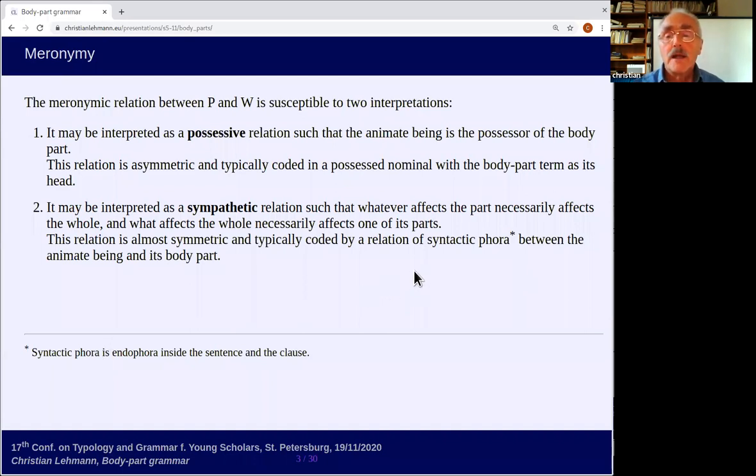The top of the relational hierarchy in body part grammar is the animate being, thus if human, the person. Therefore, the relation of a person to his body part is not actually a part-whole relation in the literal sense. We'll nevertheless use the abbreviations W for whole and P for part in body part terminology.